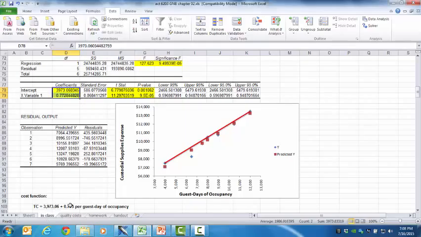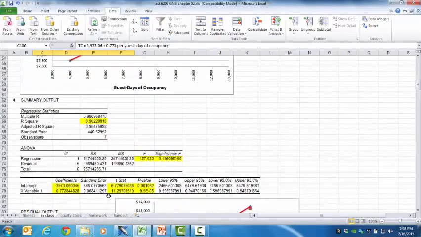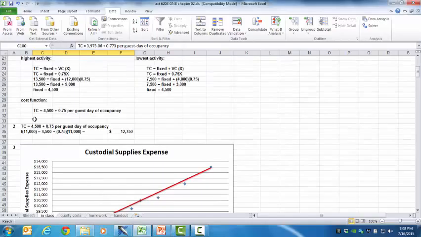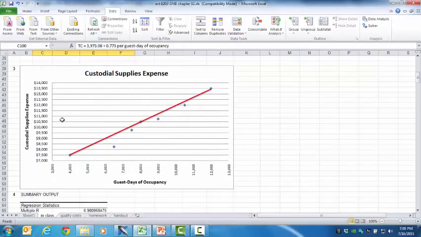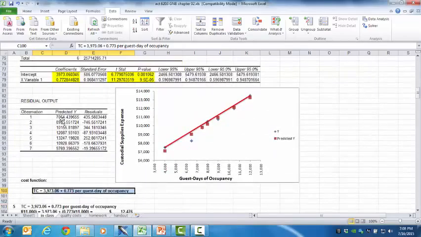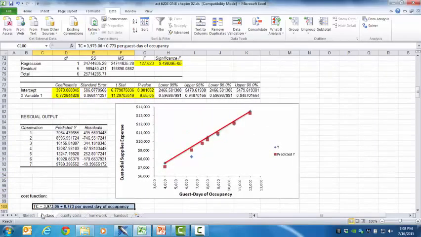There's the fixed and there's the variable. Now if you notice, they are not the same as what we had under the high-low. If I scroll back up for just a minute, you'll see it was $4,500 plus 75 cents. This over here is $3,900 plus 77. When that regression dropped the line down, it lowered the intercept and it made the slope a bit steeper by dropping the lower end.